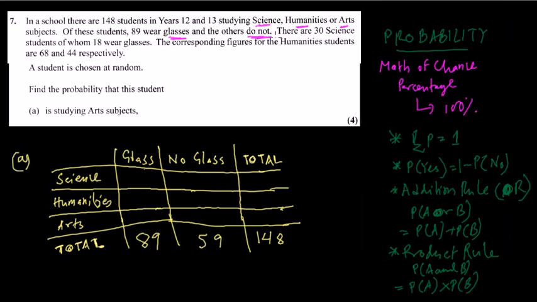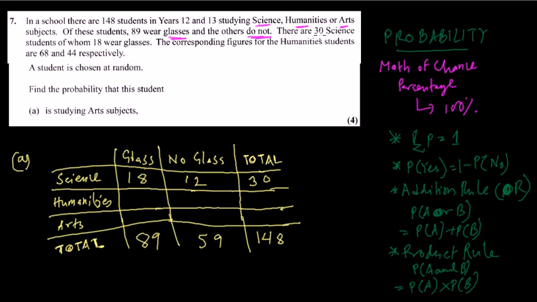So there are 30 science students. So we have altogether a total science students 30. Out of these 30, 18 wear glasses. So that means 12 does not wear any glasses. Then we have for humanities 68. Oh, they say the corresponding figures for humanities students are 68 and 44.